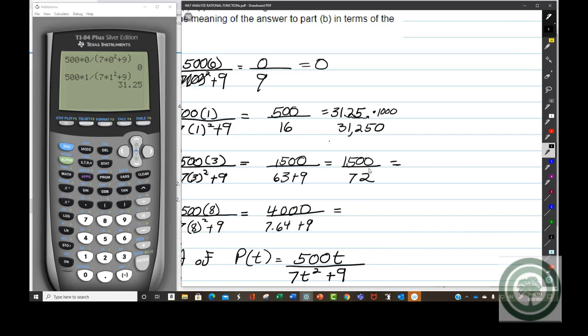All right, now we could just say 1,500 over 72, or I could say second, enter, and now I'm going to backtrack to the ones and put in a 3, because that's what they're asking next.